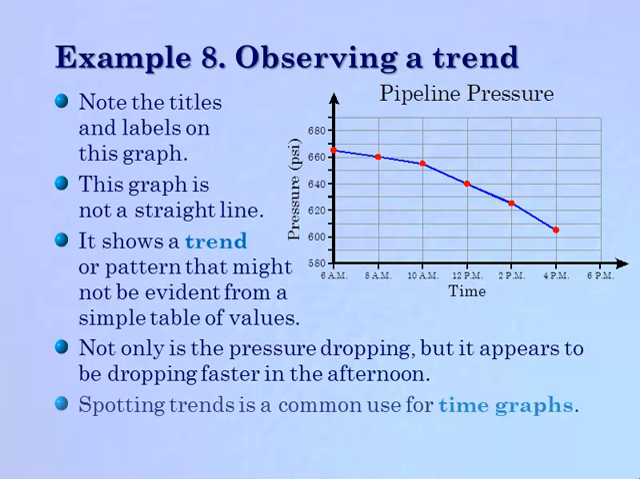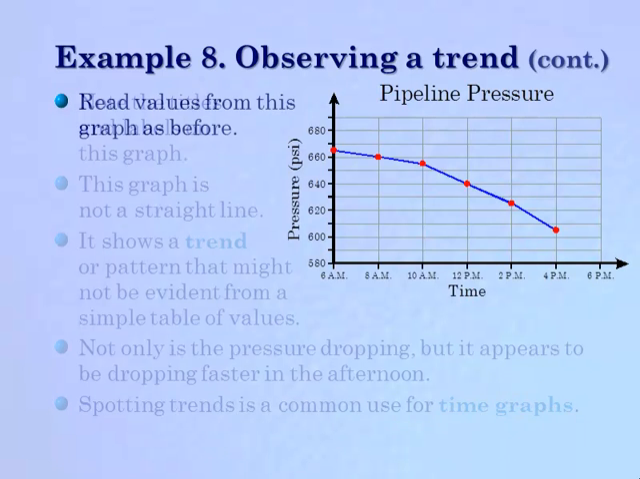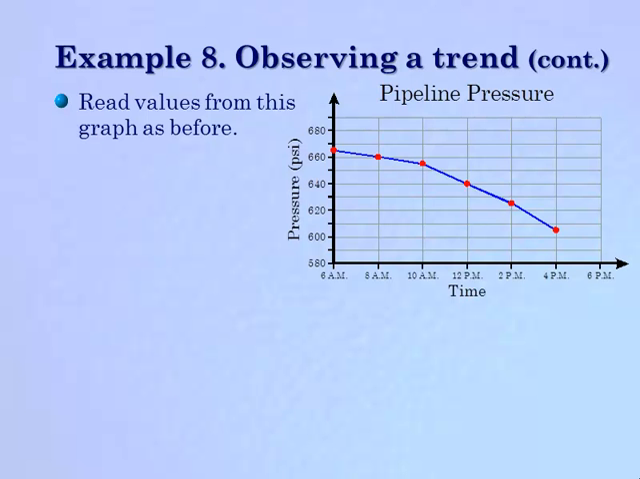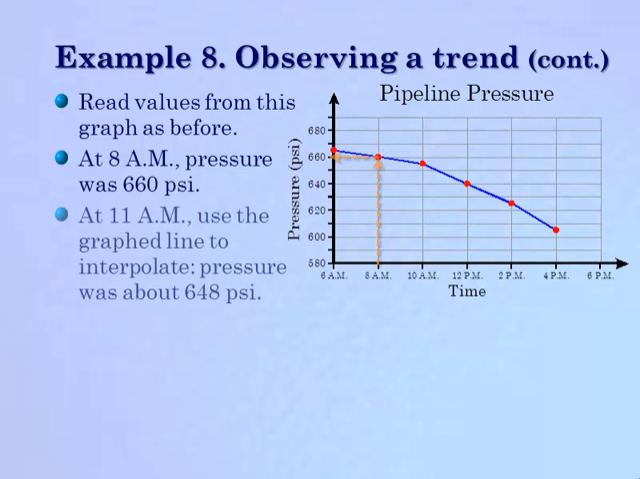Read the values from this graph just like we did before. So at 8 a.m., the pressure was 660 psi. And at 11 a.m., we have to interpolate a little, but we find that the pressure is about 648 psi.